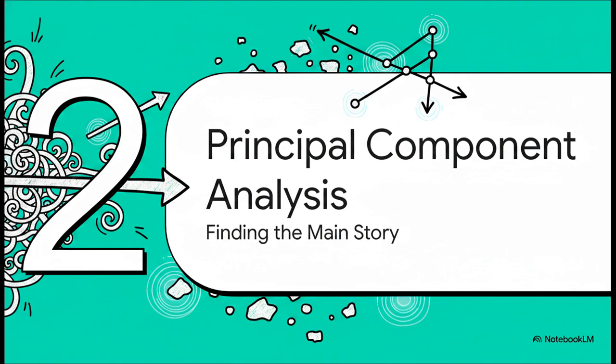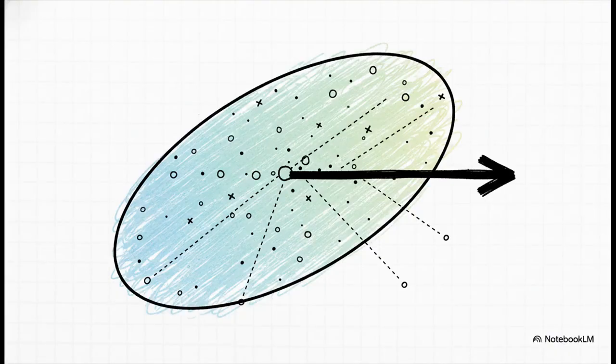Okay, so how do we actually find these essential features? One of the oldest and most powerful tools in the box is something called principal component analysis, or PCA for short. A good way to think about it is as a method for finding the main story that's hiding inside all that numerical noise. And the way PCA works is actually pretty clever. It looks at this big cloud of data points and asks a really simple question. In which direction does all this data spread out the most? Where's the biggest variation?